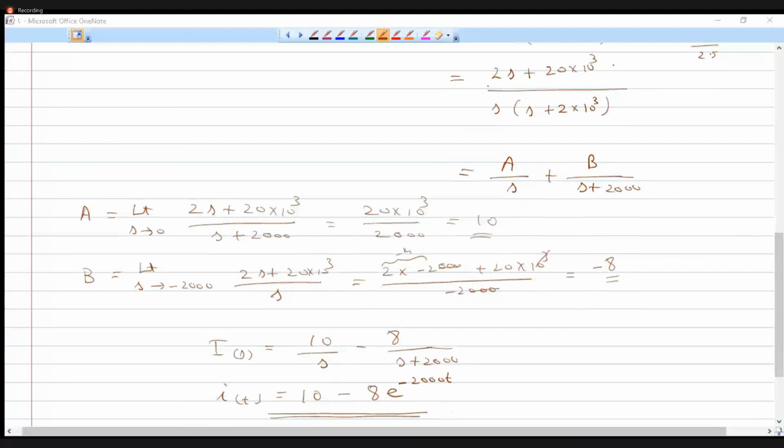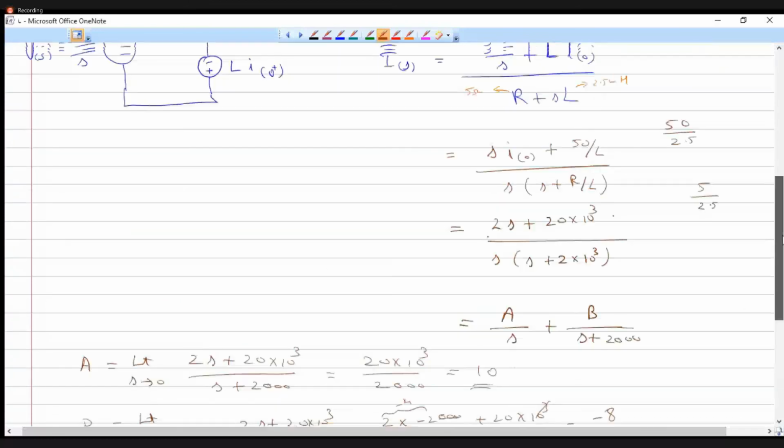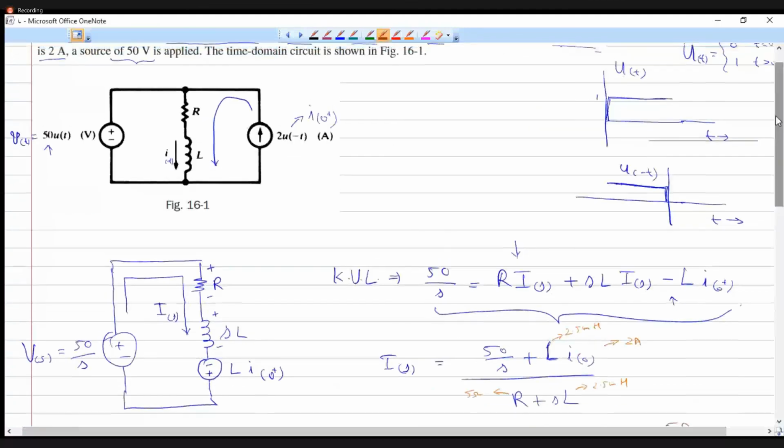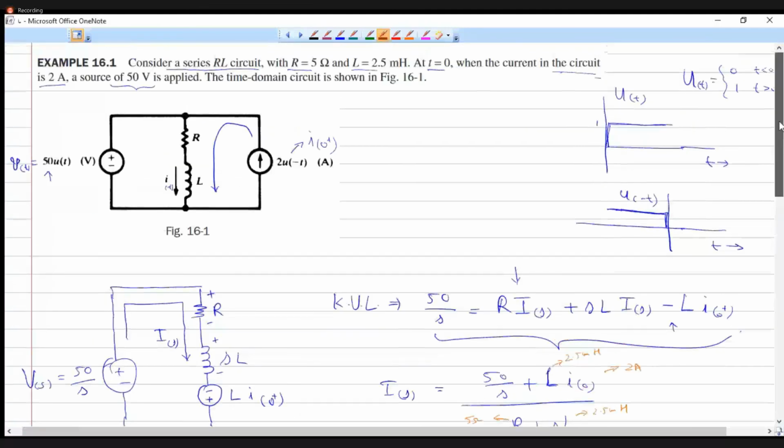Are you following? Are you getting this answer? Okay, if you are getting it, let's try. If you are not getting it, we will pause here. So I hope you must have understood. You have got a flavor of the Laplace transform, how we can apply it in our circuit analysis.